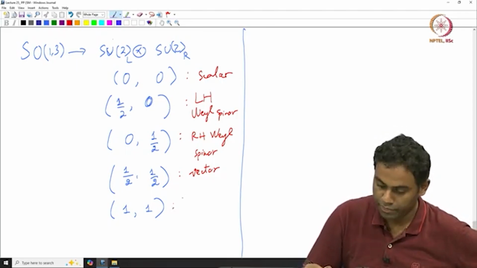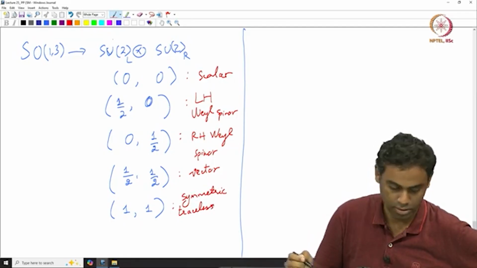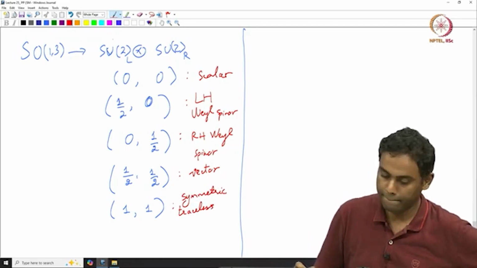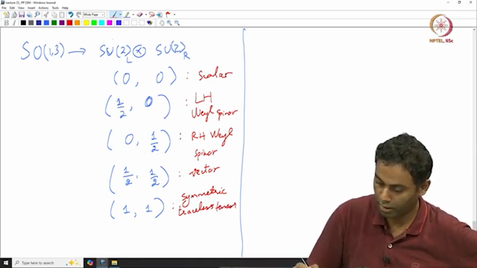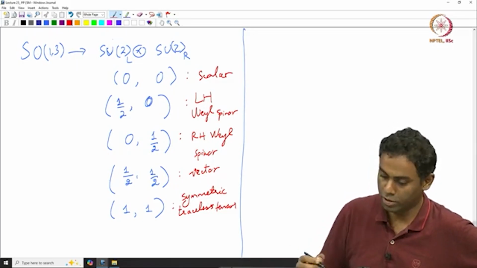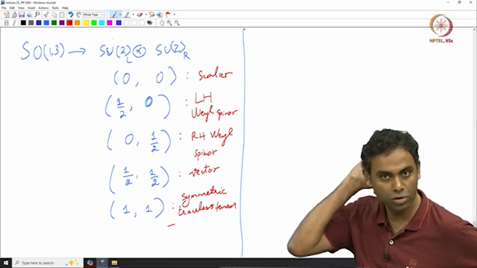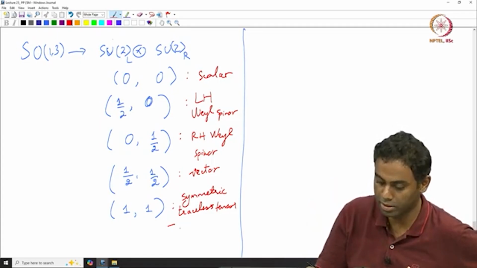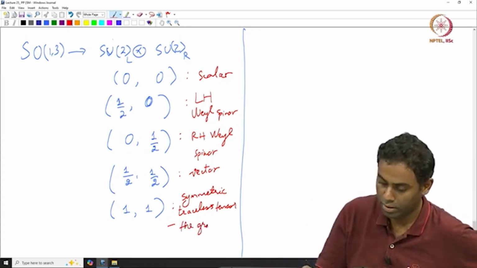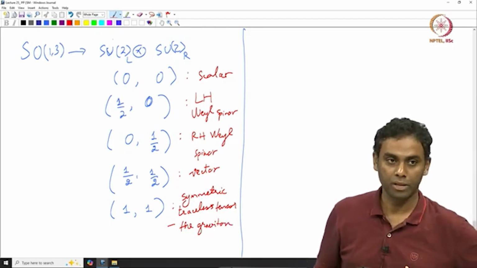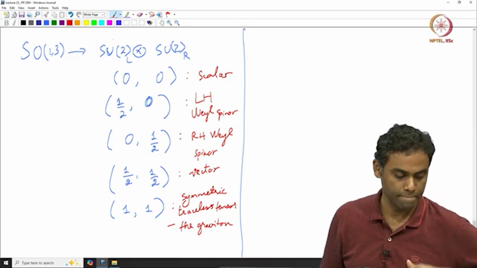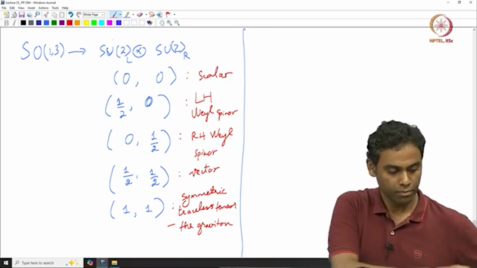This would represent a symmetric traceless tensor. Okay, what is that called? What is the only symmetric traceless tensor field that we know of? This is not something that we particularly learn in this course, but that is nothing but the graviton, the quantized mediator of the gravitational force. Okay, is that good?